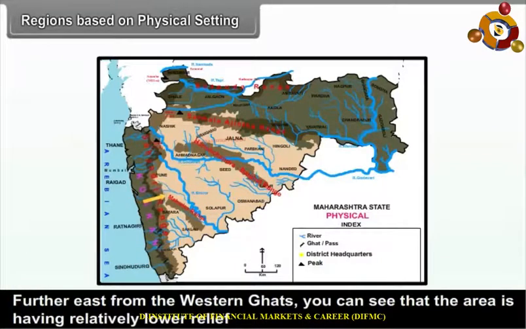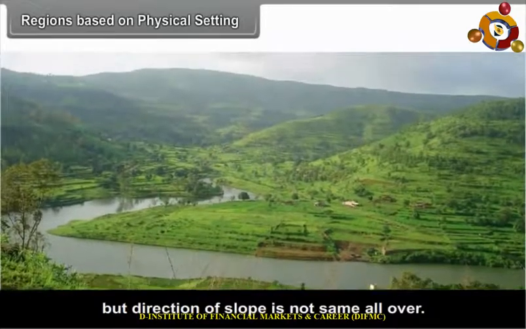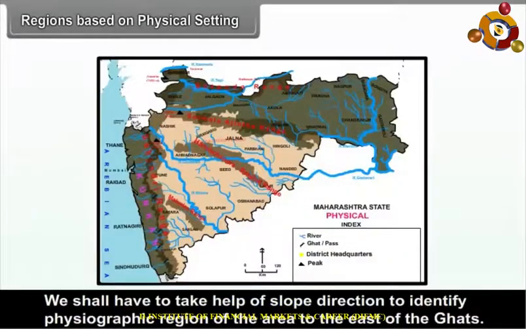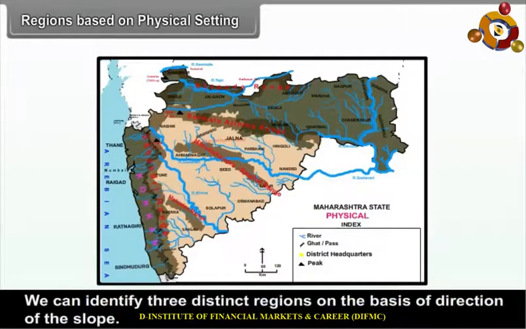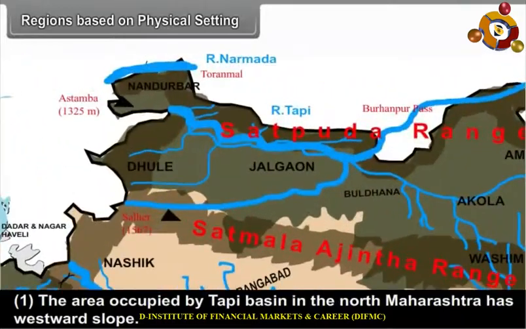Further east from the Western Ghats, you can see that the area has relatively lower relief, but the direction of slope is not the same all over. We shall have to take help of slope direction to identify physiographic regions of the area to the east of the Ghats. By and large, this area is called the plateau region. We can identify three distinct regions on the basis of direction of the slope. Number 1, the area occupied by the Tapi Basin in North Maharashtra has a westward slope.